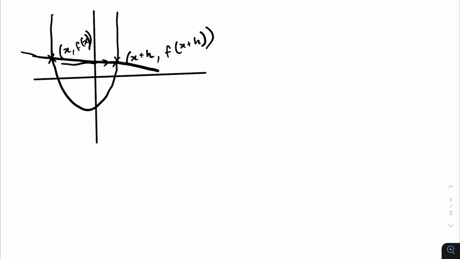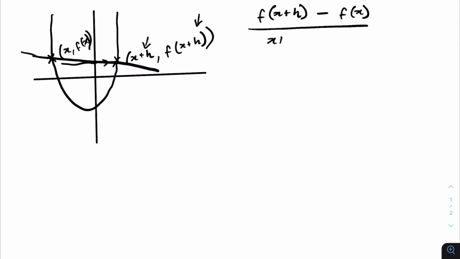We can find the gradient of this line using the gradient formula, which is y1 minus y2 over x1 minus x2. So we can use the gradient formula: f of x plus h is our y1, minus f of x, over x1 which is x plus h, minus x, which simplifies to f of x plus h minus f of x over h.